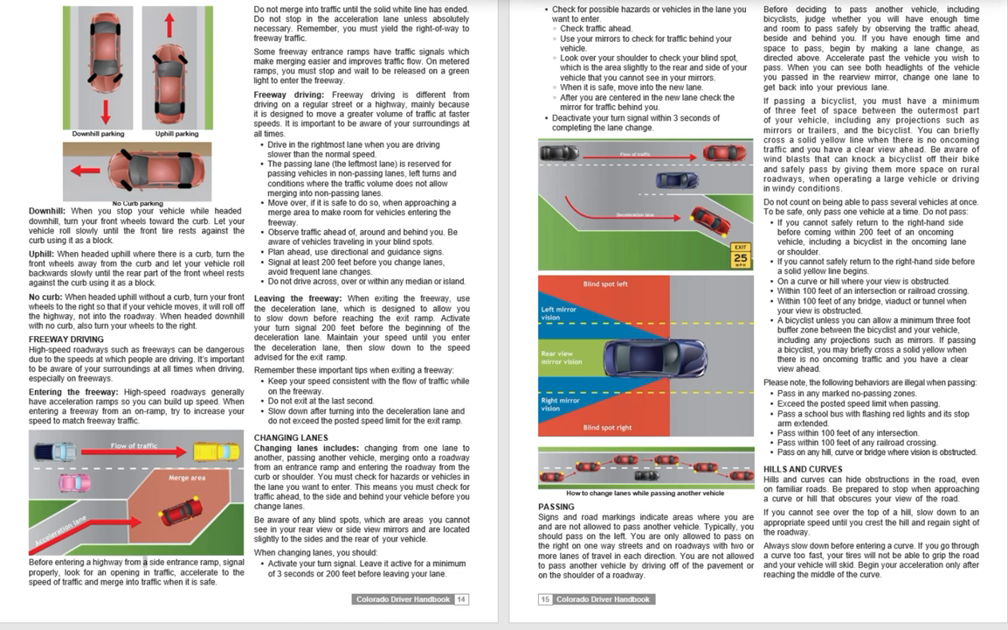Before entering a highway from a side entrance ramp, signal properly, look for an opening in traffic, accelerate to the speed of traffic and merge into traffic when it is safe. Move over, if it is safe to do so, when approaching a merge area to make room for vehicles entering the freeway. Observe traffic ahead of, around, and behind you. Be aware of vehicles traveling in your blind spots.